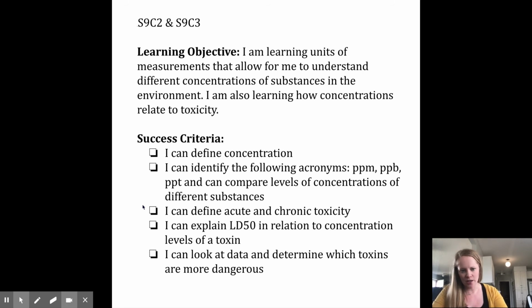So, success criteria. How do you know you're going to be completely understanding these concepts? You can define concentration. You can identify the following acronyms. So, what does ppm, ppb, ppt stand for? And you can compare the levels of concentrations of different substances. Next, I can define acute and chronic toxicity. I can explain LD50 in relation to concentration levels of a toxin, and I can look at data and determine which toxins are more dangerous.